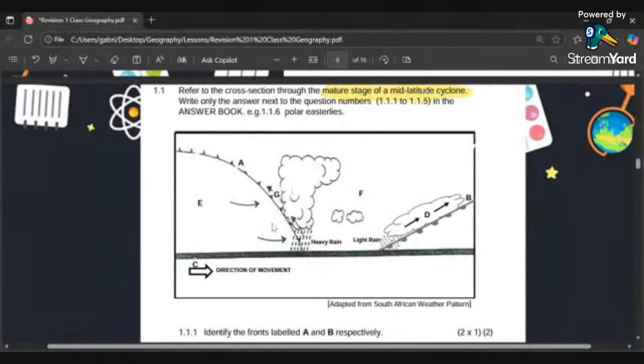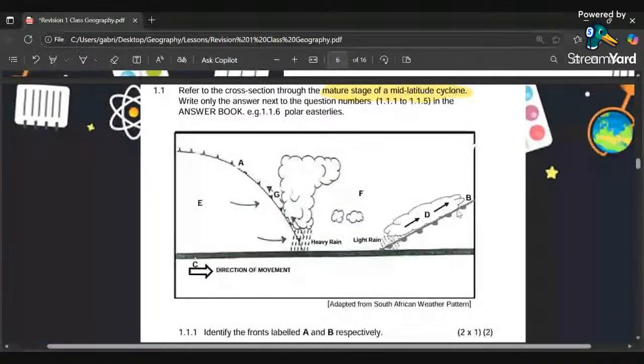So what I would do is try, like I said, to label each stage. But in this case, what tells us that this is a mature stage of a mid-latitude cyclone? You have your two fronts, right? You have the first front, which touches the ground, and the second one. So we know we have our mature mid-latitude cyclone. In labeling this, the first front that you see on your left, labeled A, is your cold front.